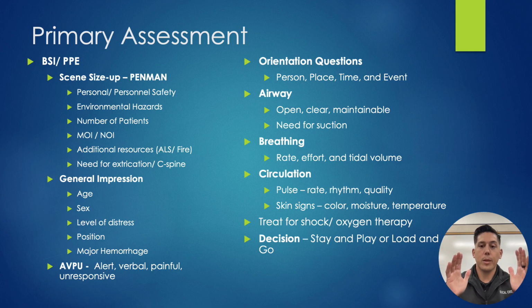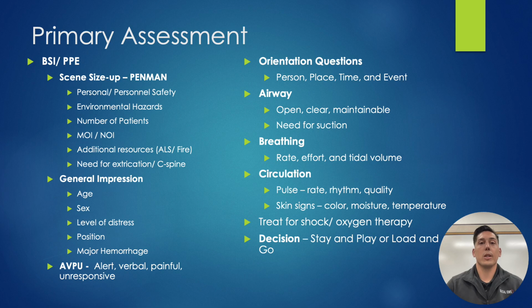BSI, PPE, PENMAN. I have my body substance isolation and my personal protective equipment. I'm going to check for PENMAN, which is personnel or personal safety, environmental hazards, number of patients, mechanism of injury or nature of illness, additional resources, including ALS and fire, and any need for extrication or C-spine.